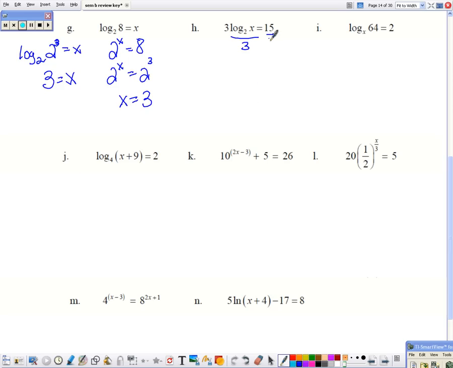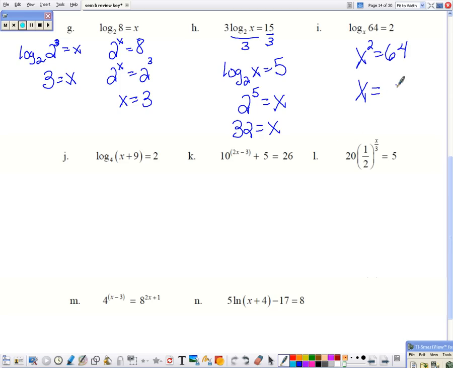To start H, I have to divide both sides by 3, and then I can change it to exponential form. And 2 to the 5th, you can leave it as 2 to the 5th, or you can write that as 32 equals x. For I, x squared equals 64. And I'm going to square root both sides, and we get 8. It's not going to be negative 8 because you can't have a negative base for a log.